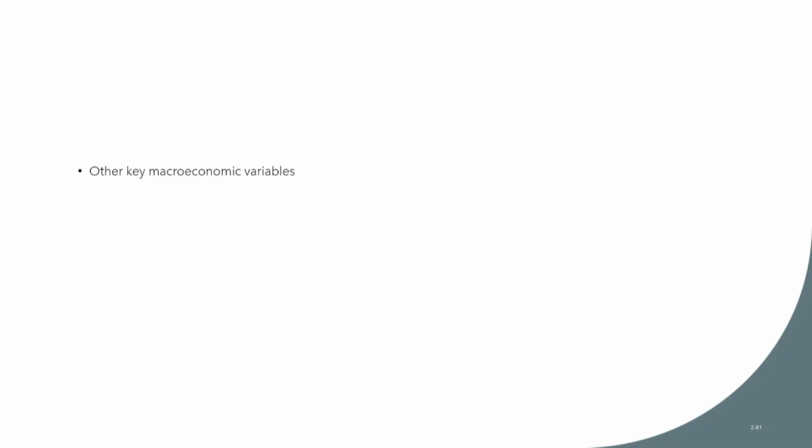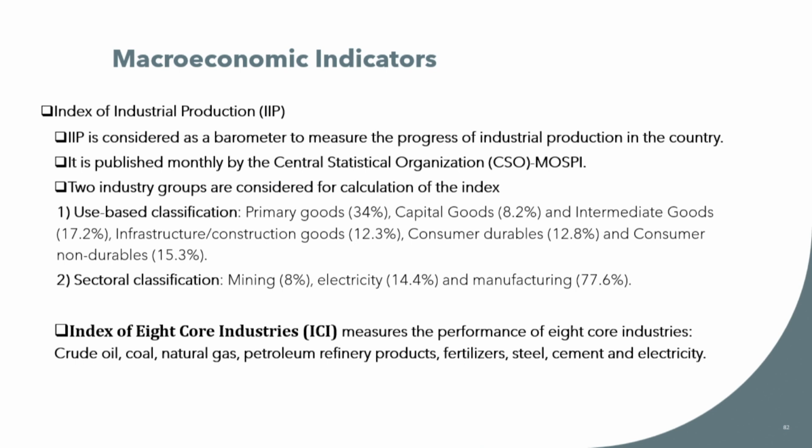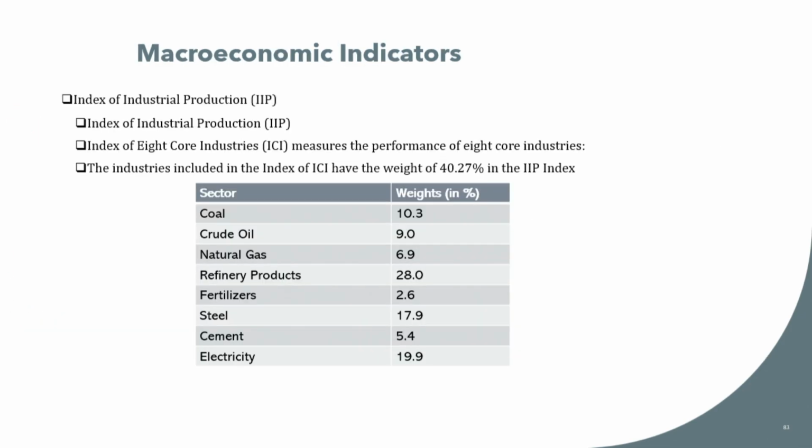I am also showing you some other key macroeconomic variables. I'm only showing the slides. This is just for your information. You don't need to go through it thoroughly. One is the index of industrial production, and the second is the index of 8 core industries, also shown here in this table. Since we are discussing several indicators, I thought it's better to show these indicators as well.